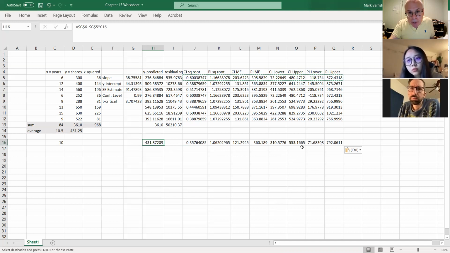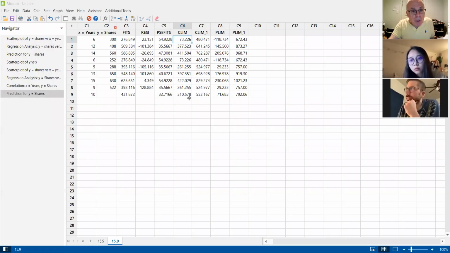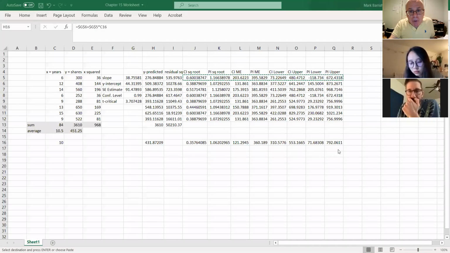Let's double check to make sure this matches Minitab. I get about 310 up to 553 for my confidence interval. So let's go back to Minitab. Yeah, that's it. So it matches. Then this is 71 to 792. Let's make sure that's the prediction interval. Back to Excel. Yeah, 71 to 792. So it matches. It works. So this is a spreadsheet that does everything that Minitab's doing.